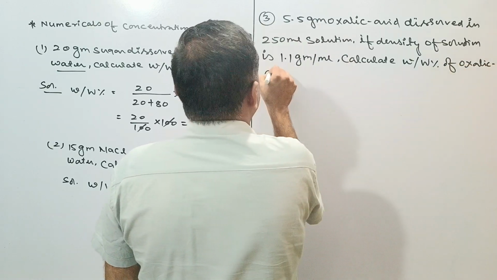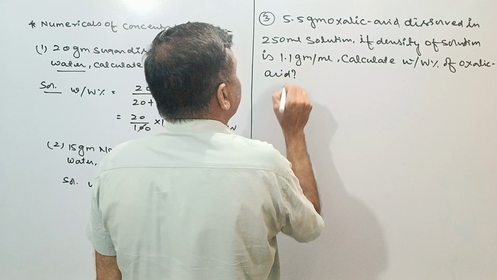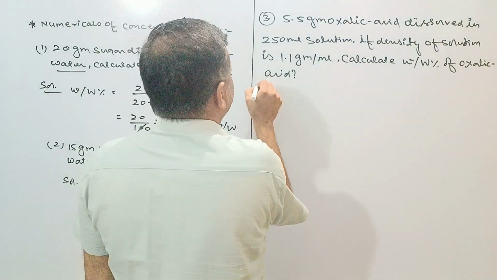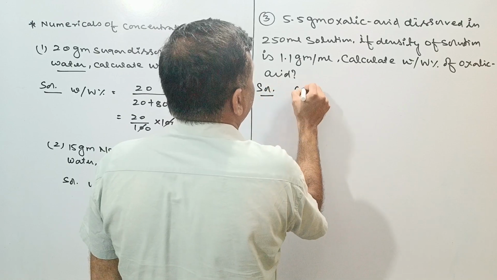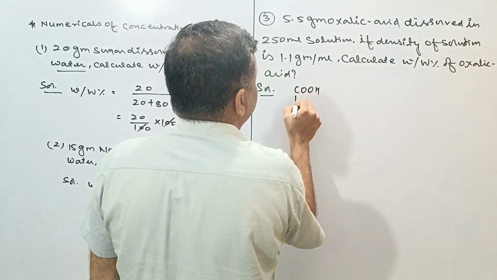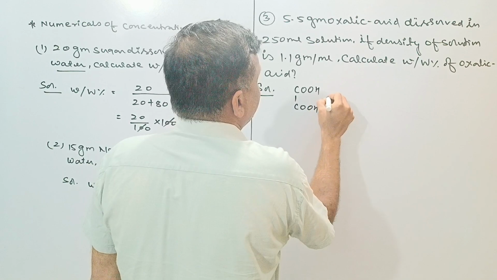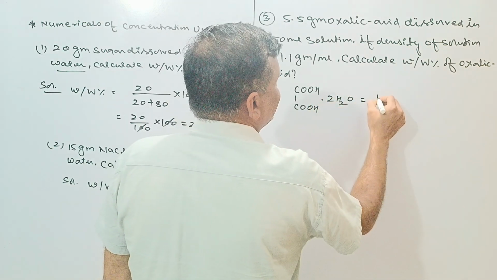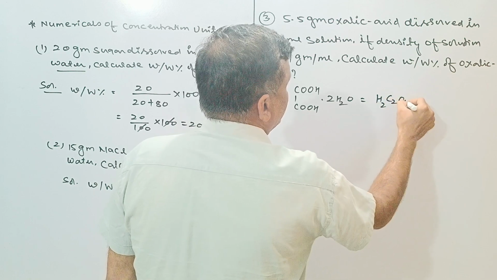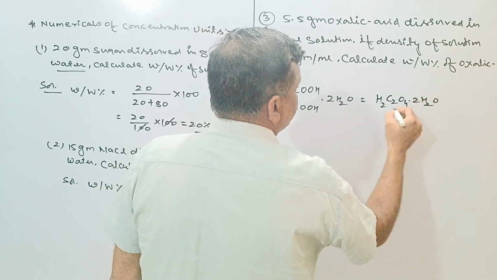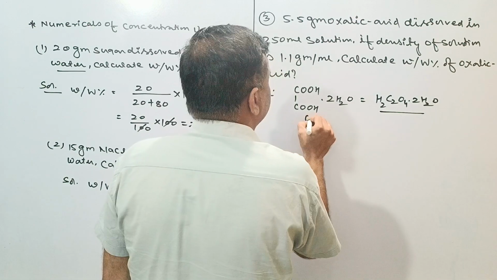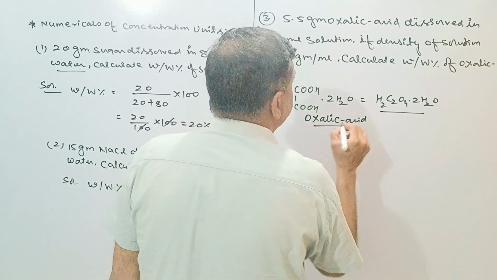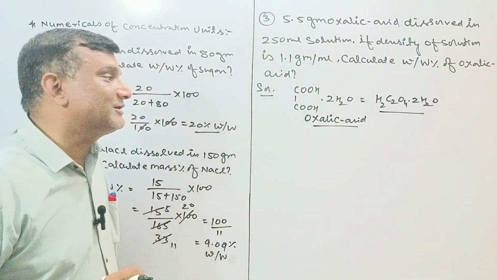This is the oxalic acid. First of all, it is required to know the formula of oxalic acid. So this is the solution. Formula for oxalic acid is COOH, COOH. It will be in crystalline form, so 2 H2O. You can write it as H2C2O4.2H2O, and this is the formula for oxalic acid.